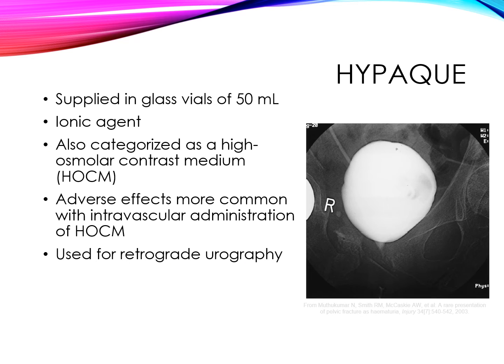One of the specific examples we're going to talk about is HiPEG. This is supplied in glass vials of 50 ml. It's an ionic agent. It is also categorized as a high osmolar contrast medium. So what that means is there are more adverse effects associated with intravascular administration of these agents, and it is used a lot for retrograde urography.